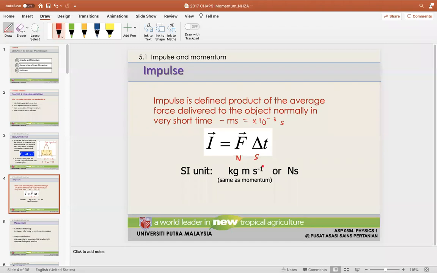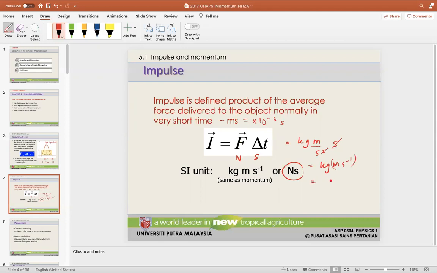But how do we get the kilogram meter per second? F equals MA, right? So MA is kilogram meter per second squared. And then time is just s, so you get to cancel that out. So it becomes kg meter per second. Okay? If you can't figure out the SI unit, just solve for F, MA times second. So you get your kilogram meter per second.